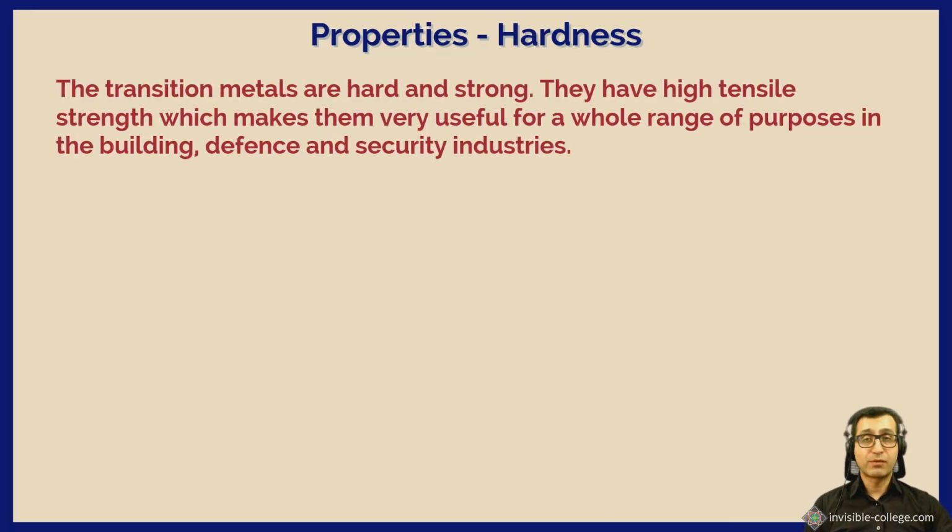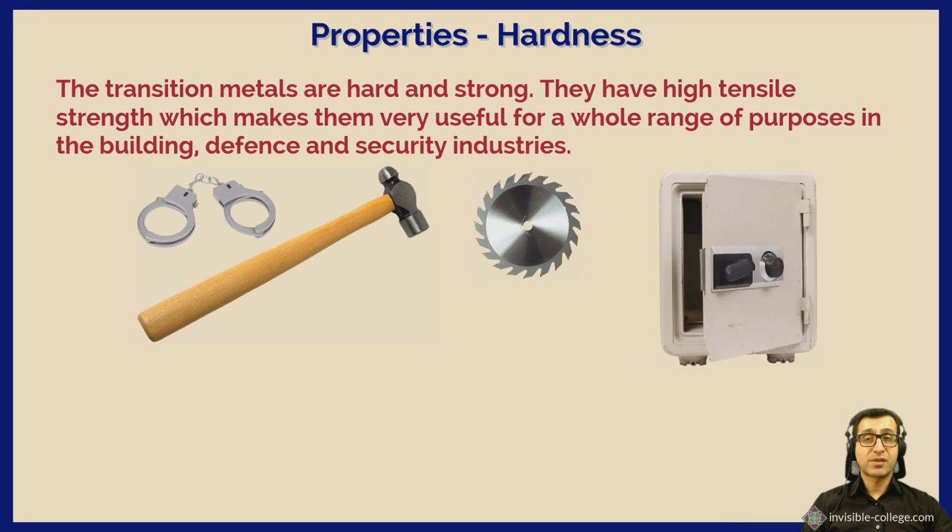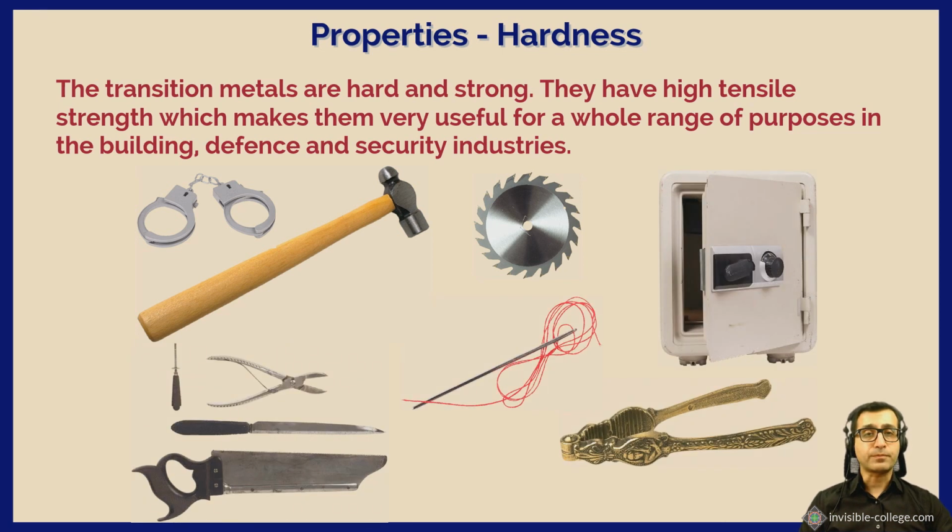There are a few exceptions, like for example mercury is a transition element, but mercury is a very strange transition element that has some very odd properties. It is the kind of exception to the rule. Generally speaking, they tend to be quite hard, quite strong. They have a high tensile strength, which makes them very useful in a whole range of different applications in building, defense, security industries, and so on, making tools and various other applications as well.